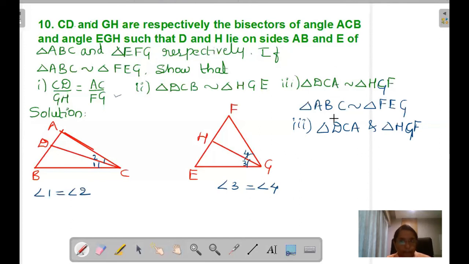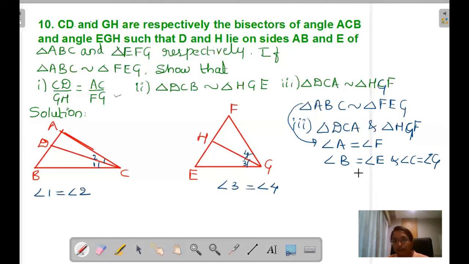Can you tell me? See here, this is given. Triangle ABC is similar to triangle FEG. With this, we can write angle A is equal to angle F, angle B is equal to angle E, and angle C is equal to angle G. It is given. Then definitely respective corresponding angles are equal.